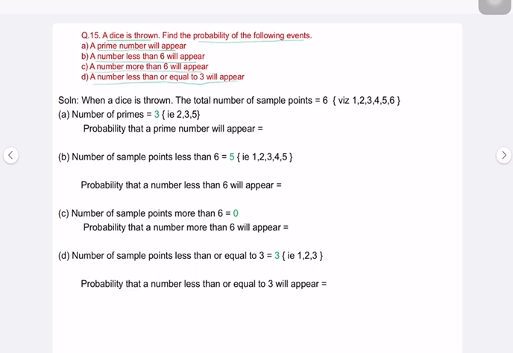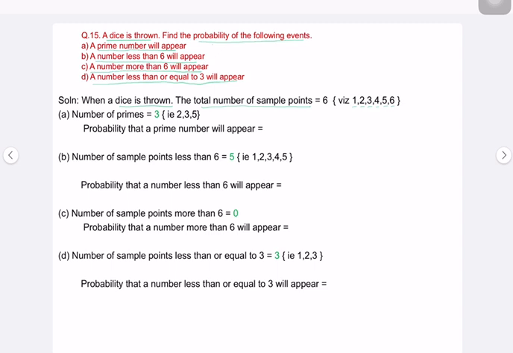So let us tackle them one by one. When a die is thrown, what happens? The total number of sample points is 6. Why? Because on a die we have 1, 2, 3, 4, 5, 6. Therefore, the total number of sample points is 6.